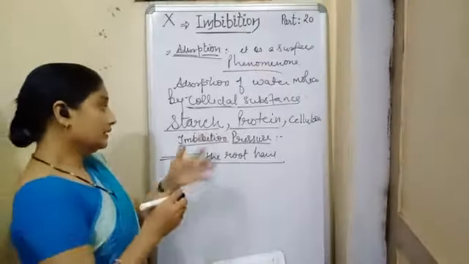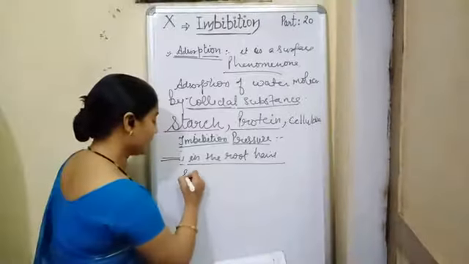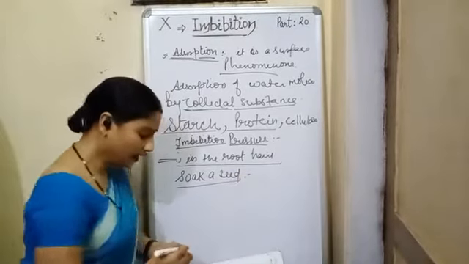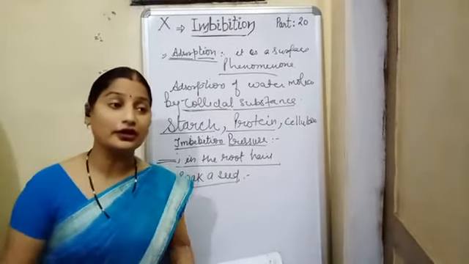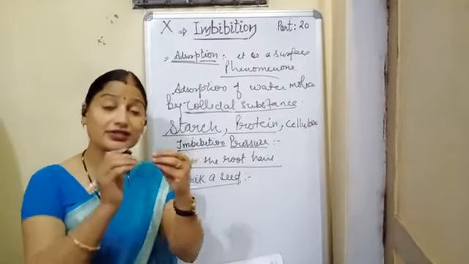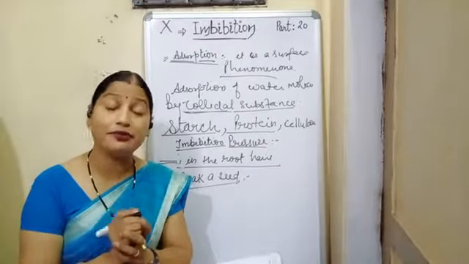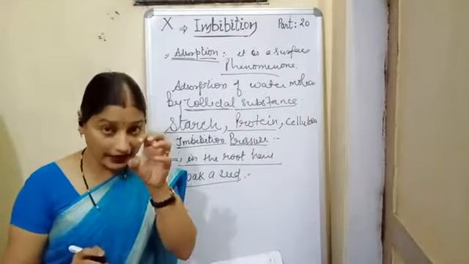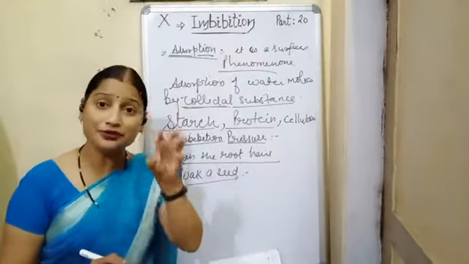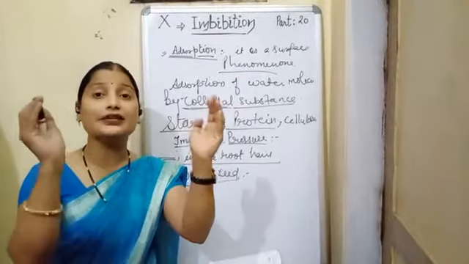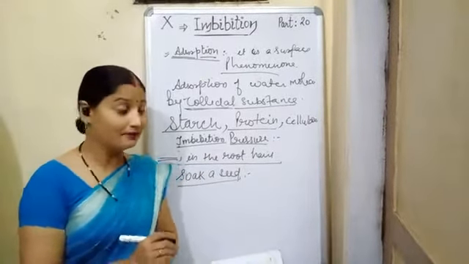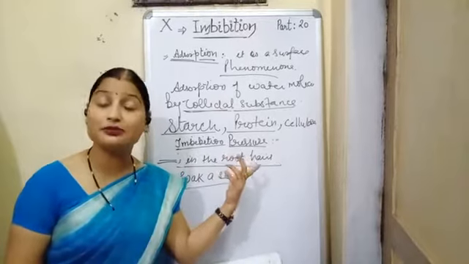Clear? Now, what happens if we soak a seed? We all have seen that if we soak a seed in water and keep it overnight, then what happens? We can see that the seed coat gets ruptured. It breaks. So how does it happen? It happens because of the process of imbibition. Because the seed absorbs water, and because of that it swells up, and if it swells, then definitely the seed coat will rupture. All of this happens because of the imbibition pressure.